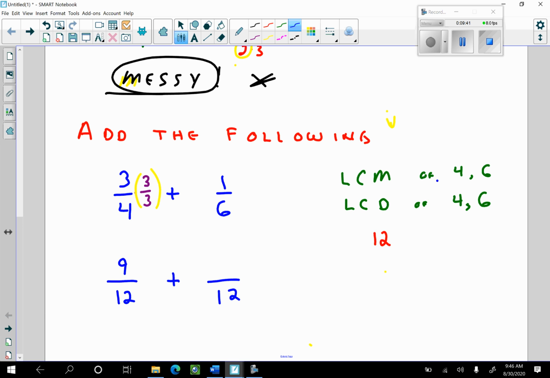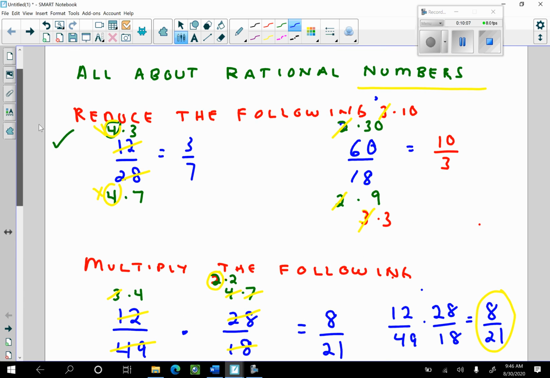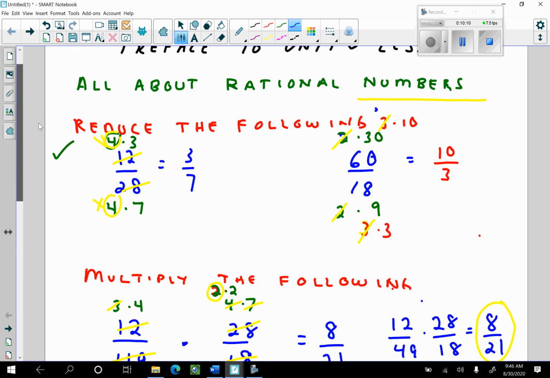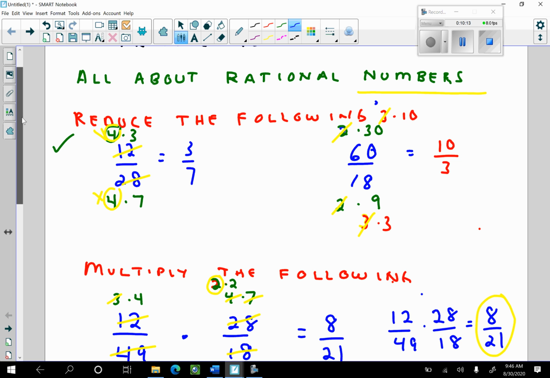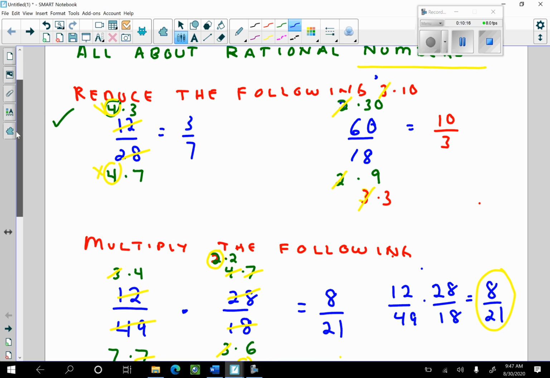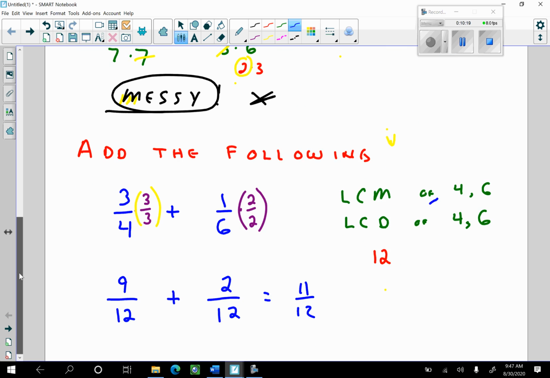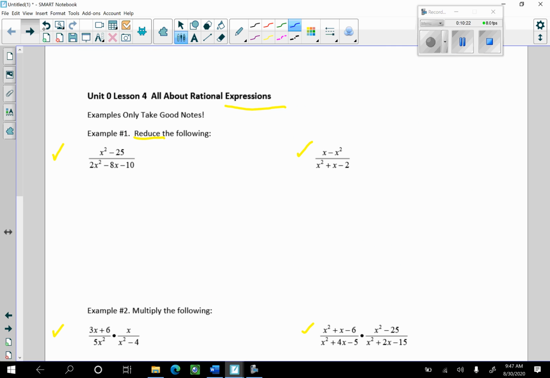And what do I multiply? 6 times what is 12? It's 2. So I'm going to multiply this rascal, not by 2, but by 2 over 2, which again is 1. And what do I have? This is going to become 2/12. And now I can easily add those. This is 9 plus 2 over 12, which is 11/12. So that's a very quick review over several lessons at the junior high or elementary level, all about rational numbers. Keep in mind you can pause the video whenever you need. Reducing, multiplying, and adding. So let's get into our lesson then.